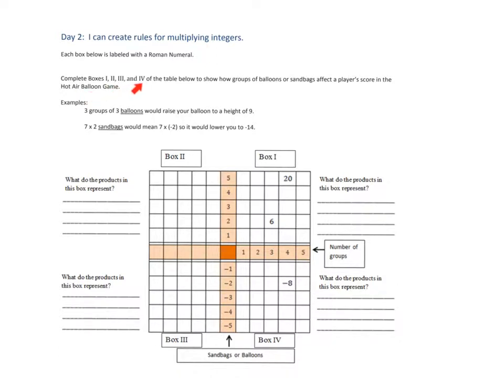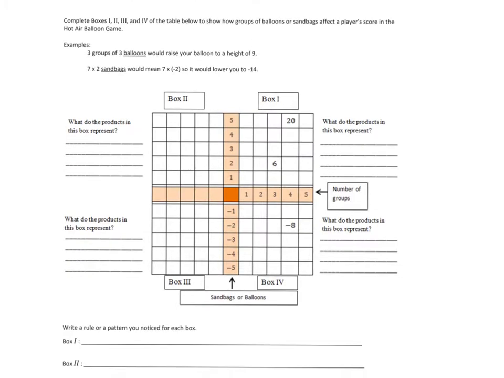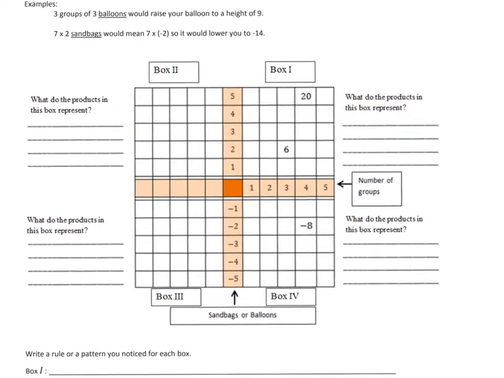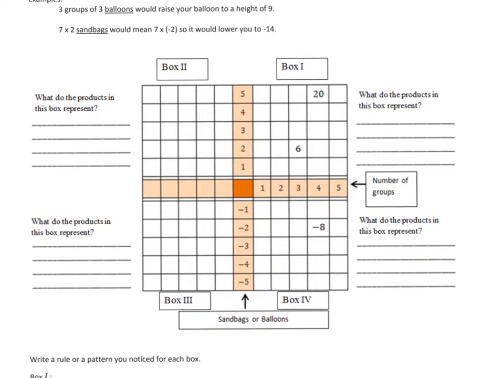Complete boxes 1, 2, 3, and 4 of the table to show how groups of balloons and sandbags affect the player's score in the hot air balloon game. Example: 3 groups of 3 would raise you to a height of 9. 7 groups of 2 sandbags would mean 7 groups of -2, since sandbags are negative. 7 groups of 2 sandbags would lower you 14. So let's take those examples and see if we can start filling in this grid.